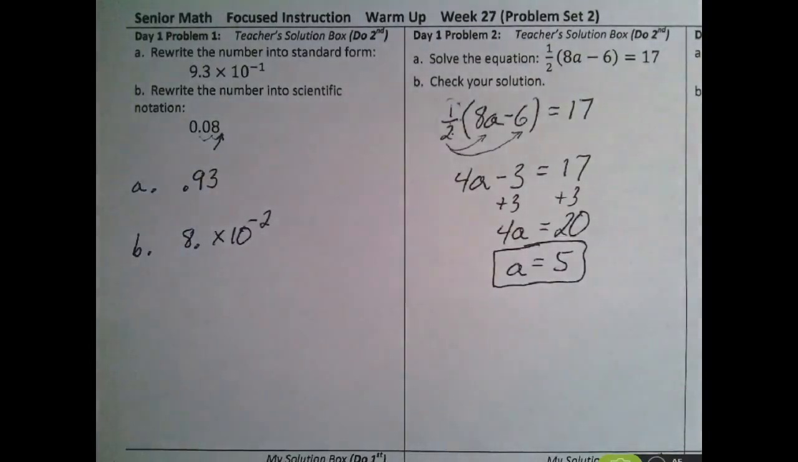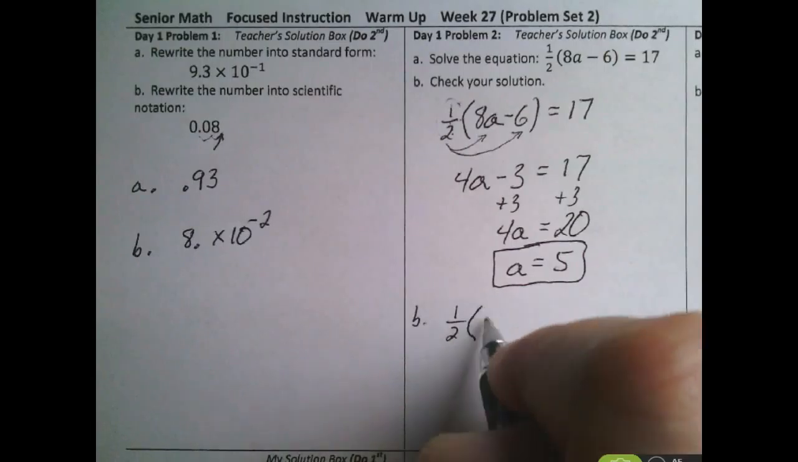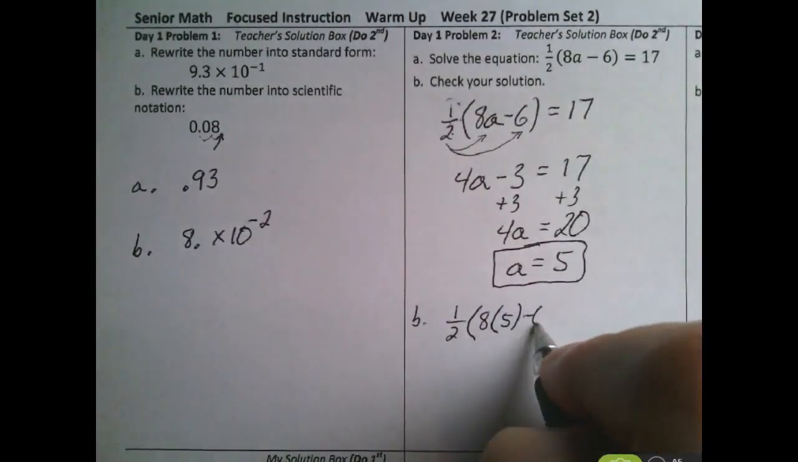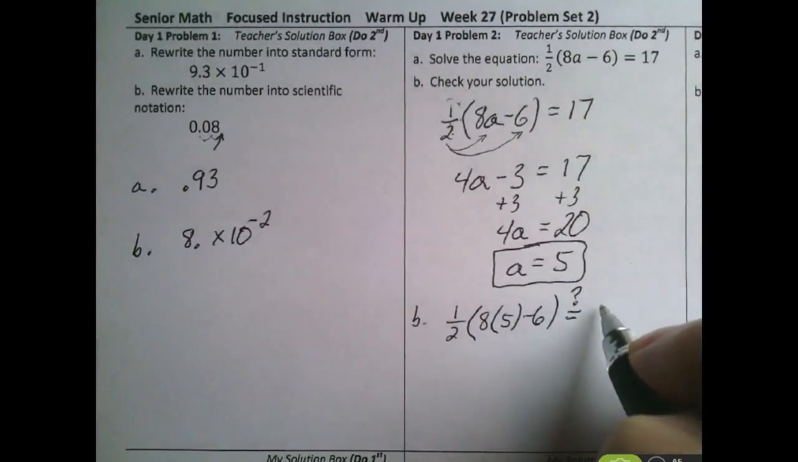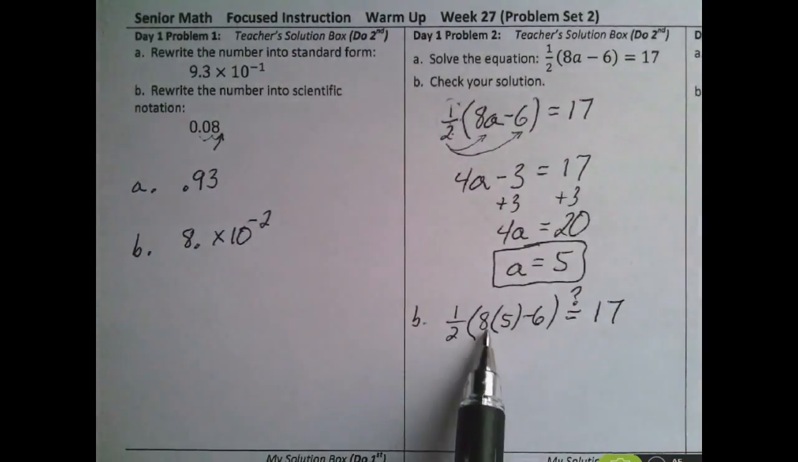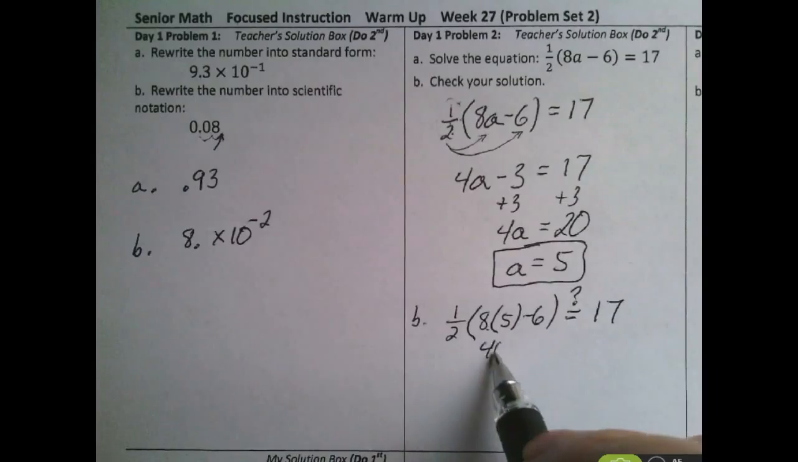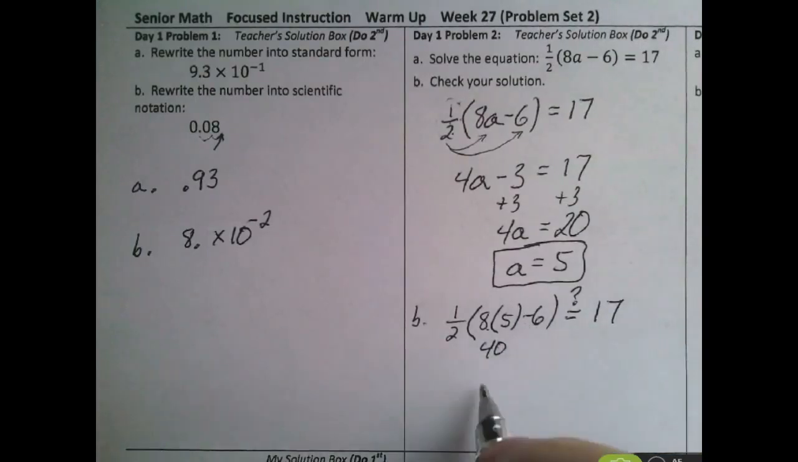And then in part B, we can check that answer. So back in the original problem, where the variable a is, fill in 5. And we wonder, when that number is substituted in, does that make the left side of the equation equal to 17? So 8 times 5 is 40. And then 40 subtract 6 is 34. So we have half of 34. Is that 17? Yes, it is.